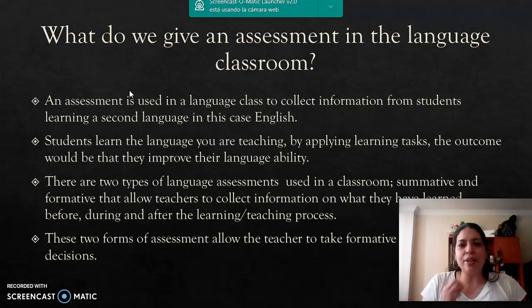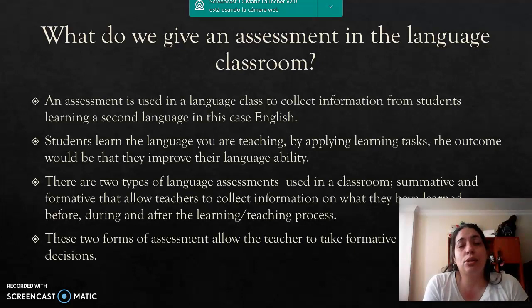Okay, to start off, we need to answer the question, what do we give in assessment in the language classroom? In order to answer this question, we need to understand that an assessment is used in a language class to collect information from students learning a second language. In this particular case, English. Obviously through the different skills. These could be listening, reading, writing, speaking, and the use of English. Students learn the language you are teaching by applying learning tasks. And the outcome would be that they improve their language ability.